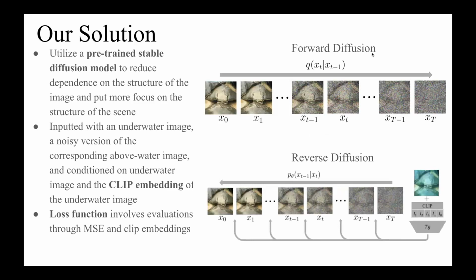So as a brief overview of our solution, we use a pre-trained stable diffusion model to reduce dependence on the structure of the image and to put more focus on the structure of the scene. And also because a pre-trained model already has a general understanding of above water imagery. And so our model takes in the underwater image and a noisy version of the corresponding above water image as its input, and it's conditioned on the underwater image and the CLIP embedding of that underwater image. And our loss function involves evaluations through mean squared error and the cosine similarity of CLIP embeddings.